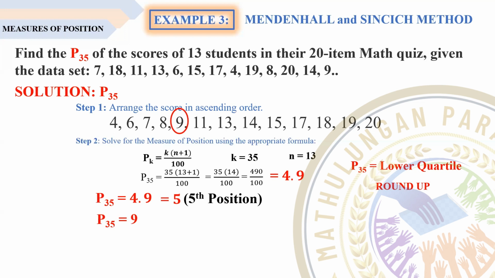And kapag iintindihin natin yan at i-interpret, ibig sabihin yan, 35% of the scores are less than or equal to 9. Saan nanggaling yung 35%? That is equivalent of the 35th percentile.